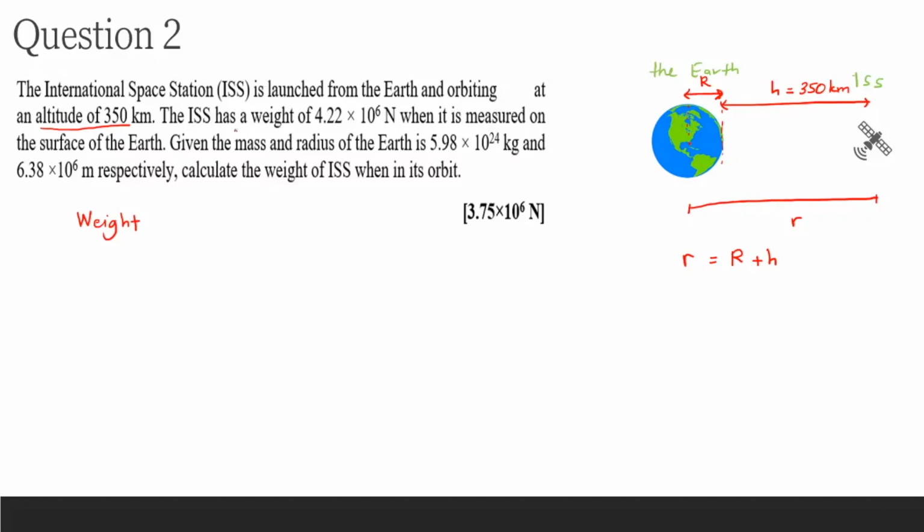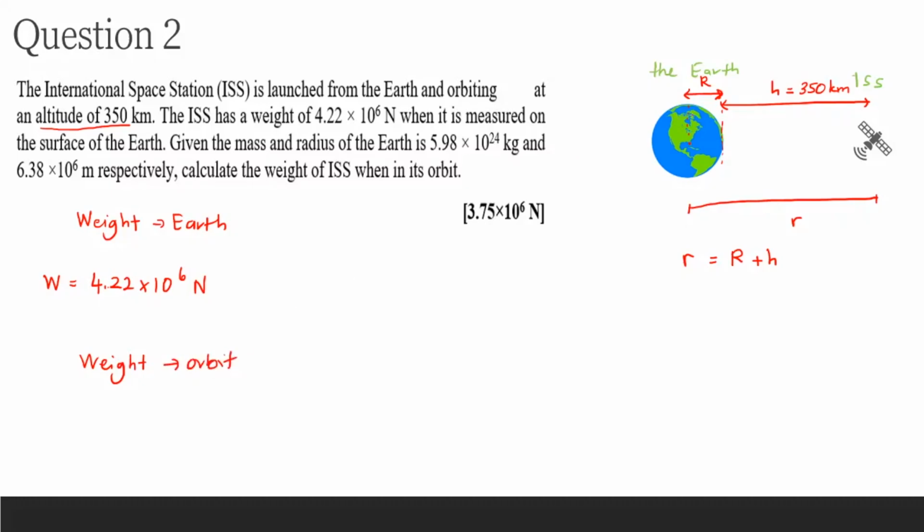Weight, it's measured on the surface of the earth. So the ISS, before it gets launched to the outer space, kita measure dululah kita punya ISS tu punya weight. Lepas tu they found out that the weight is 4.22 exponent 6 Newton. Ni dekat mana? Dekat earth. Okay, lepas tu kita nak cari weight dekat mana?